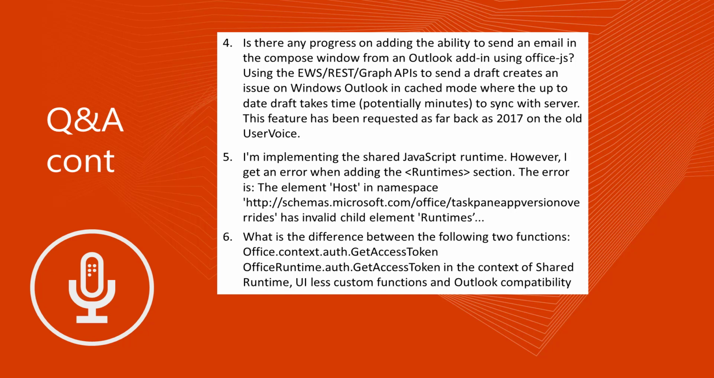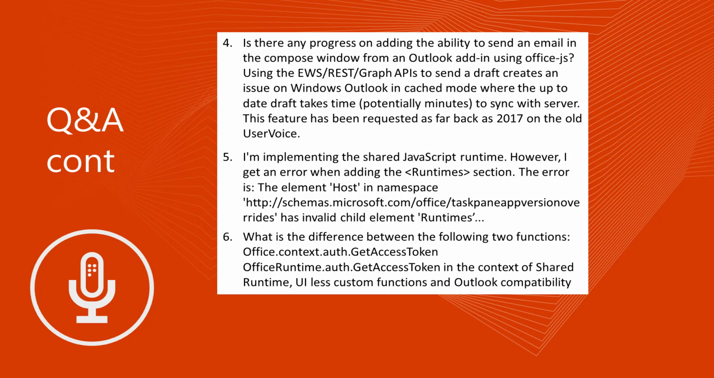Now, there's an additional part to this question, which talks about the context of shared runtime, UI-less custom functions and Outlook compatibility. For UI-less custom functions, that's an interesting question because the add-in only has custom functions. There's no task pane. There's no browser web control. It's just running JavaScript, and it therefore does not have access to most of the Office API functionality. So I'm trying to confirm with the team if you can actually use this getAccessToken call in that context. I just don't have an answer yet, but once we post the blog after the call, I hope to have more information in there about how that works.